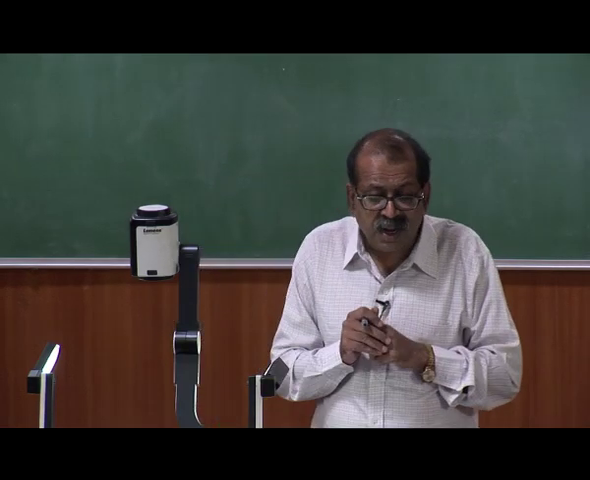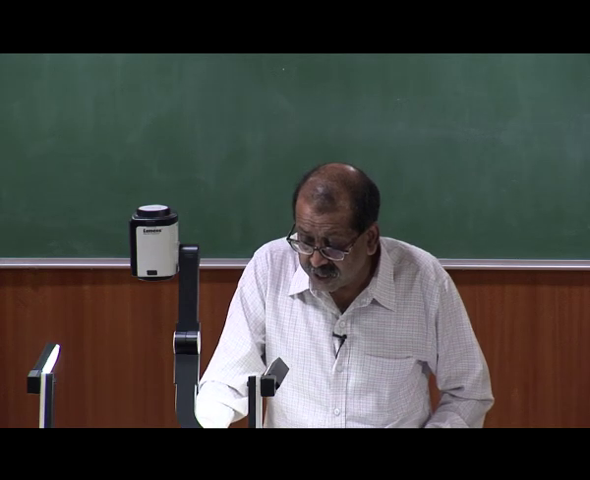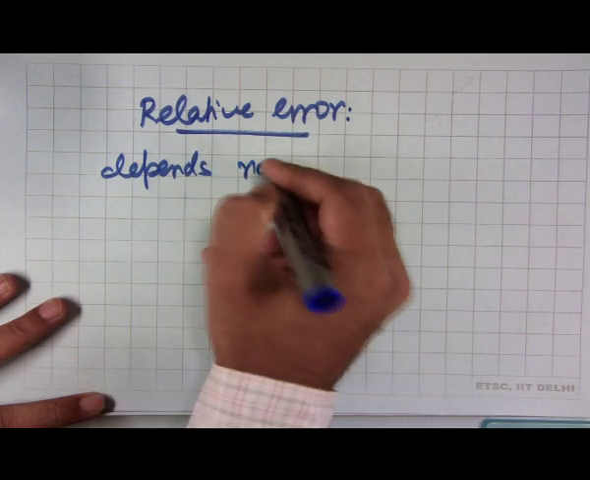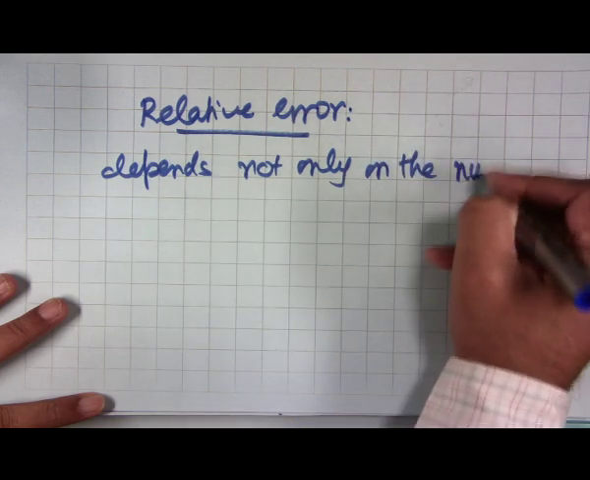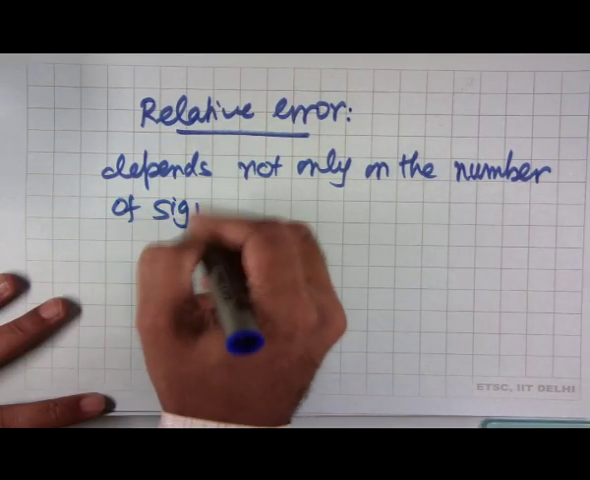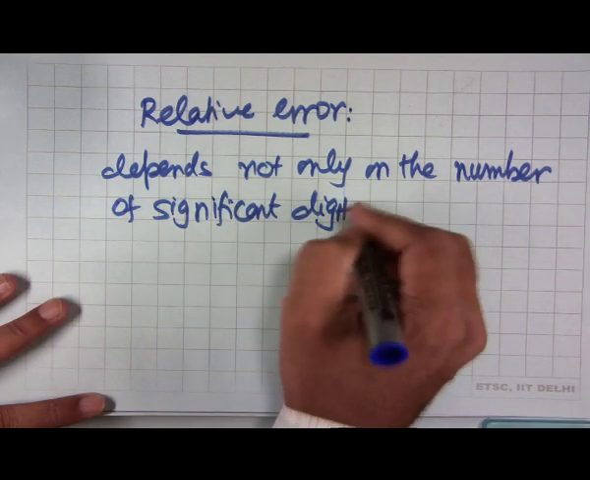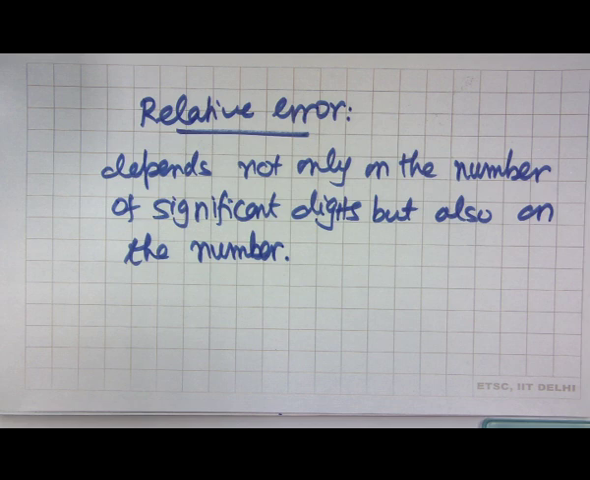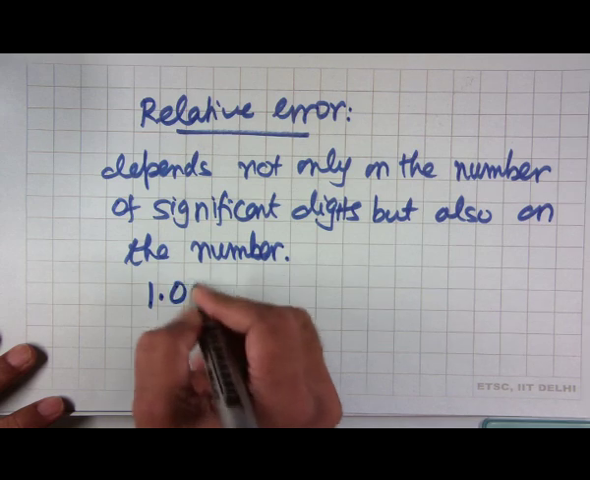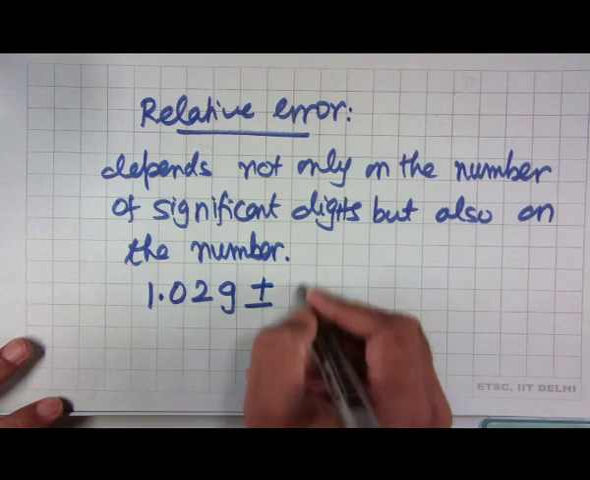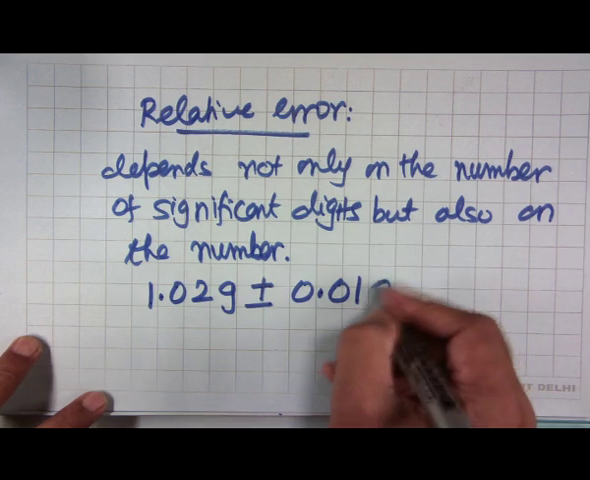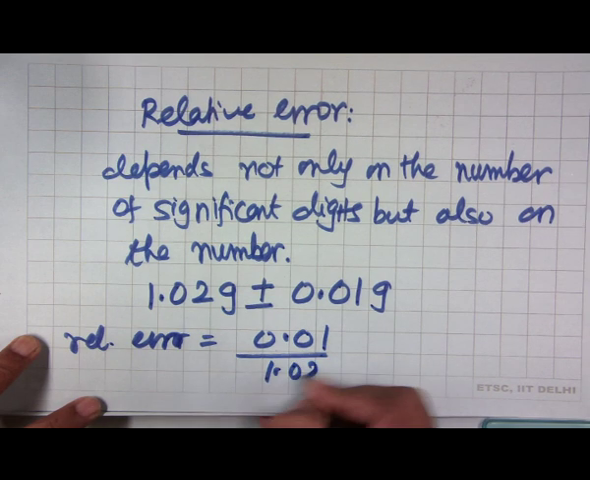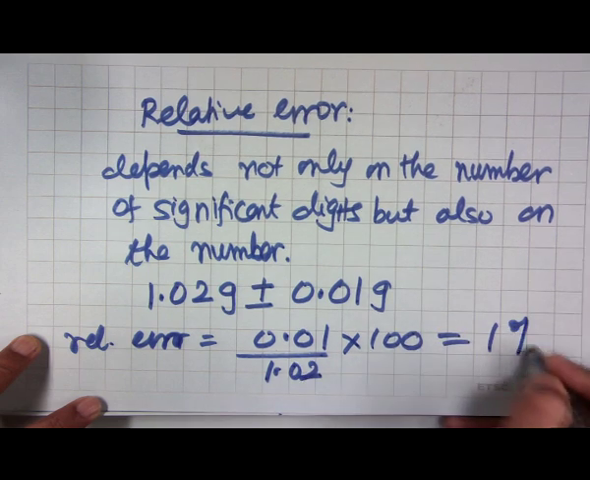Now, one thing which we will realize is that the relative error depends not only on the number of significant digits, but also on the number being measured. So, for example, when I look at a mass being measured which is 1.02 grams, and I measure it up to an accuracy of 0.01 grams, then the relative error here is 0.01 divided by 1.02 into 100, and this will be equal to 1%.